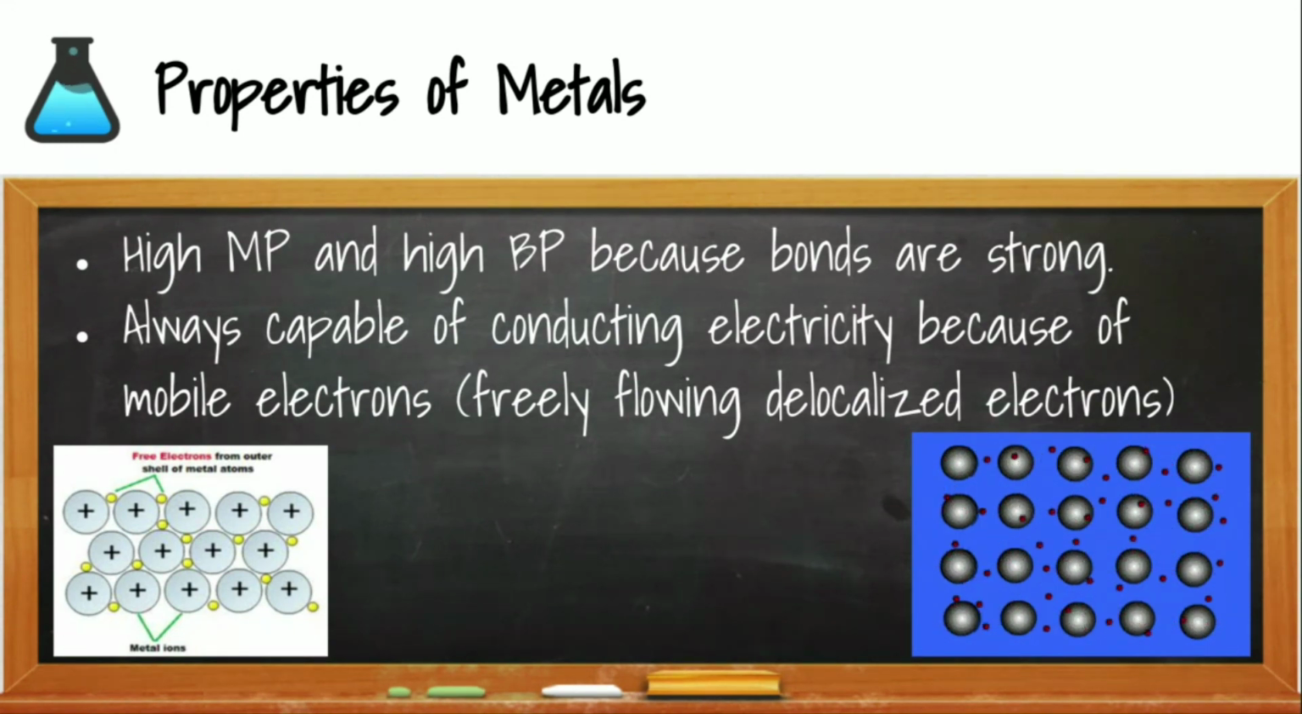You can see how all the metals delocalize their electrons and they swim around all the metal atoms. Moving electrons or moving charges is what allows electricity to be conducted. Metals always conduct electricity.